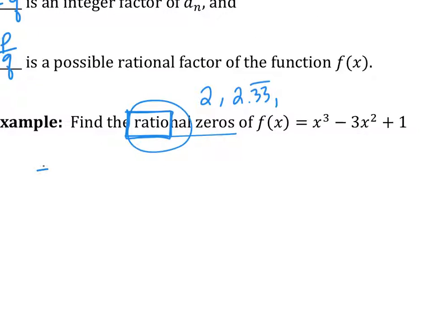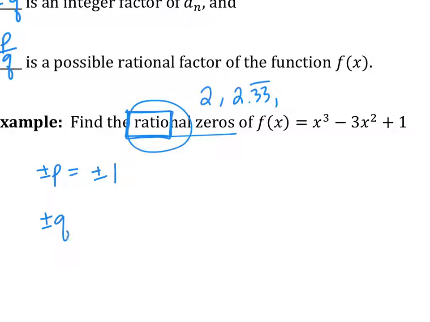So what you're going to do is find the plus or minus p factors. The plus or minus p factors have to do with the constant. What are the factors of 1? 1. That was easy. So it's going to be plus or minus 1, because we always have the plus or minus of it.